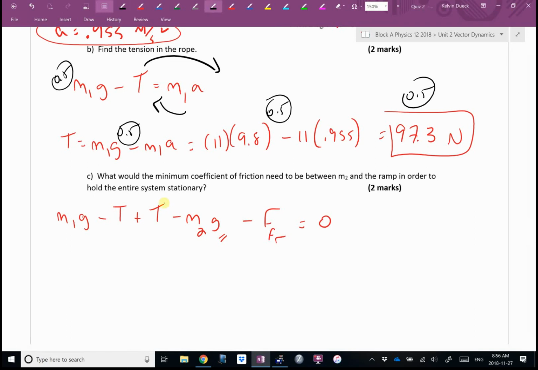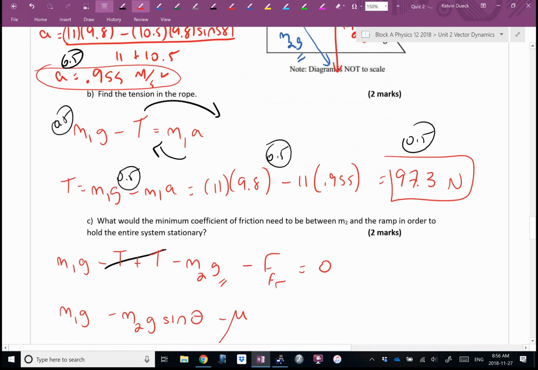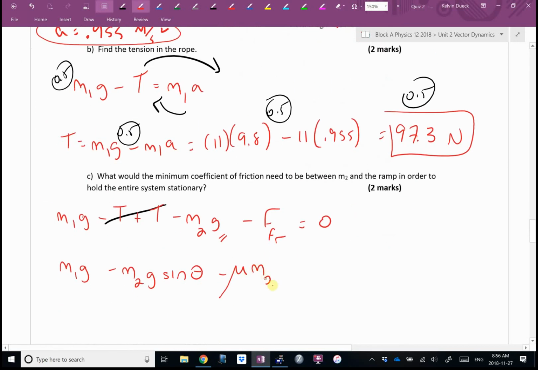I would still cancel out that. It's going to be M1G minus M2G sine theta minus mu times the normal force. I don't know the normal force. Oh, but look. Have I messed up? No. I'm good, I think. Oh, but look. It's going to be M2G perpendicular. Did I say perpendicular? Of course I did.